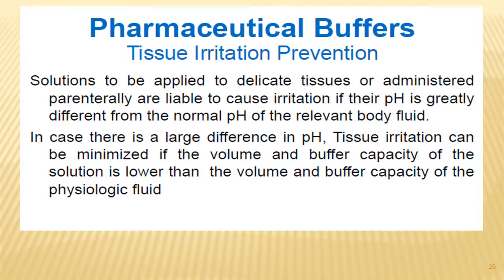In case there is a large difference in pH, tissue irritation can be minimized if the volume and buffer capacity of the solution is lower than the volume and buffer capacity of the physiological fluid. So we have the term physiological fluid. We should take into account this term, and any drug to be formulated and manufactured should follow a certain pH value for each part of the human body.